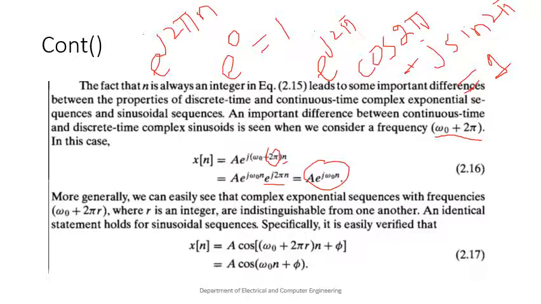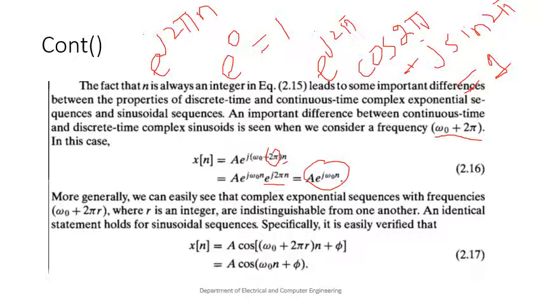So this is important: in discrete time, when we add 2 pi to omega naught, that is our angular frequency, this will become indistinguishable. So after 2 pi, we cannot differentiate between the signals.